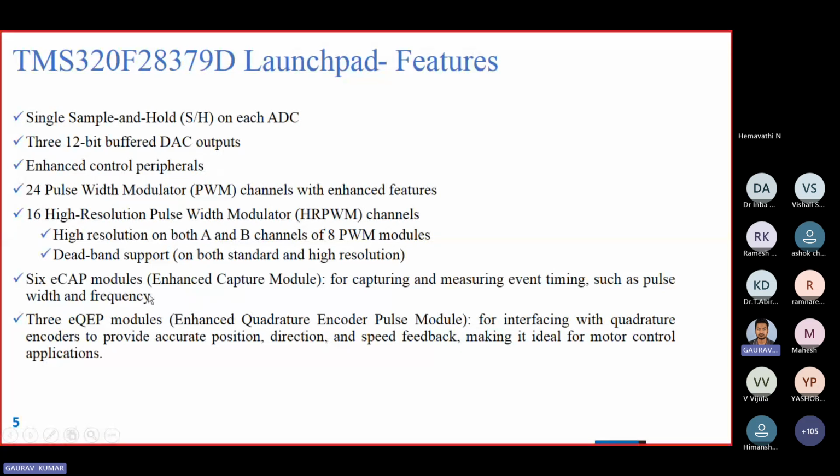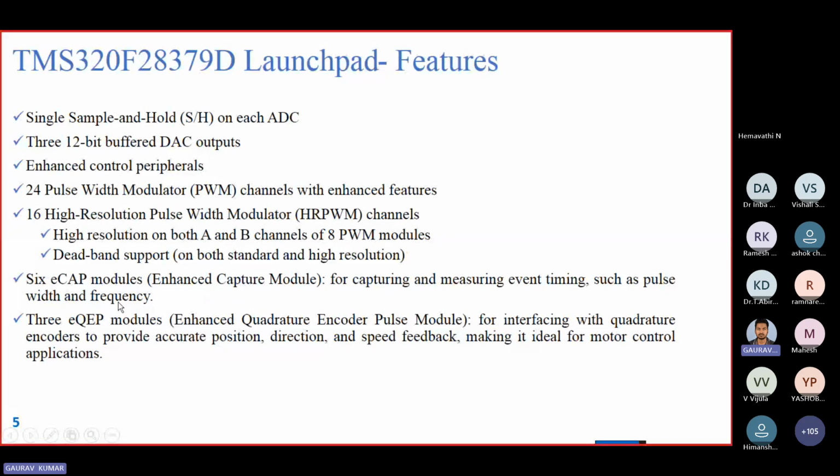We have deadband support on each PWM channel, and we have some eCAP modules, enhanced capture modules. It is basically used for measuring the timing. So if we have some PWM pulses, it can measure the rising edge time and falling edge time, and then it can take the difference, and it can find the frequency, the duty cycle, and the pulse width. So these eCAP modules are used for finding the frequency, pulse width, and duty cycle.